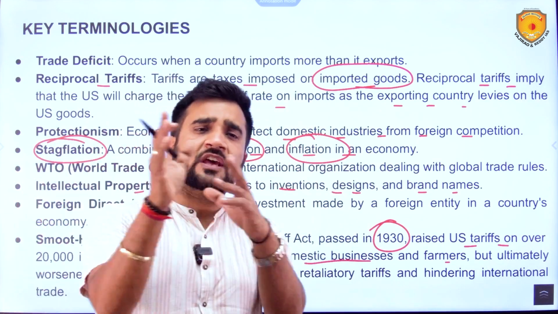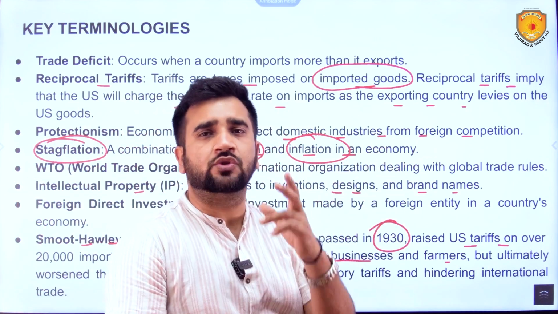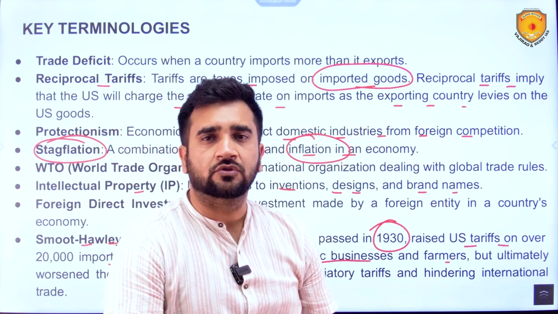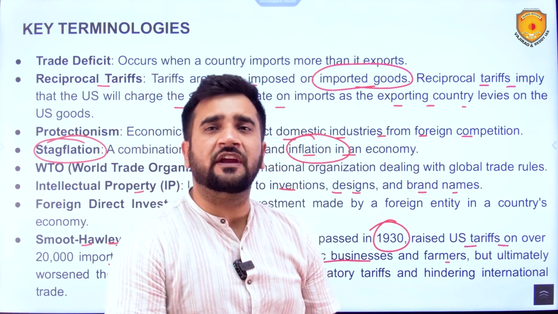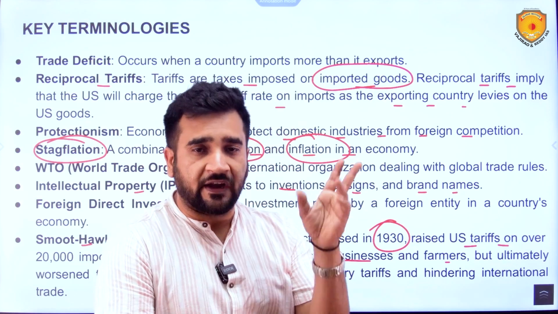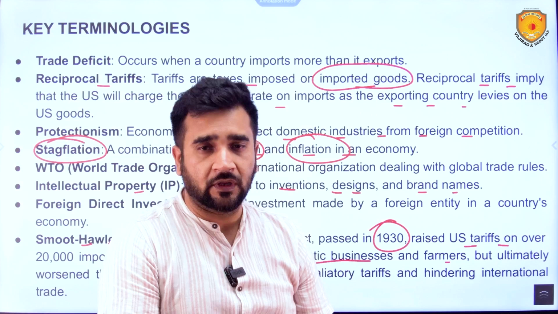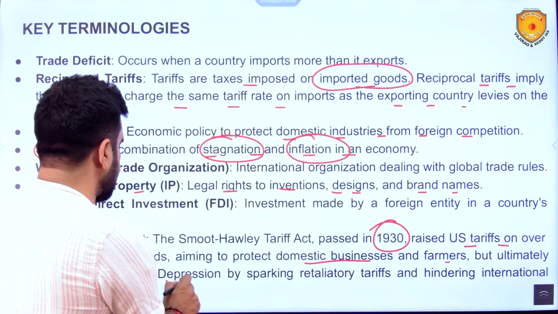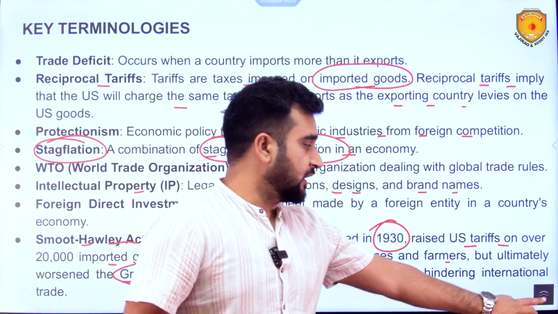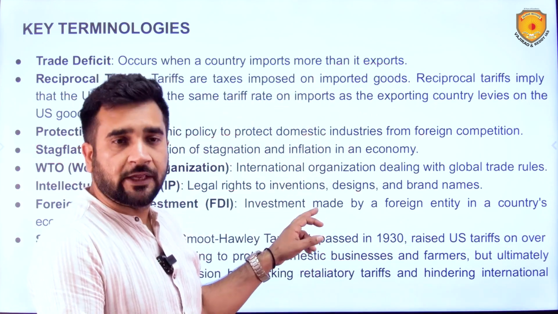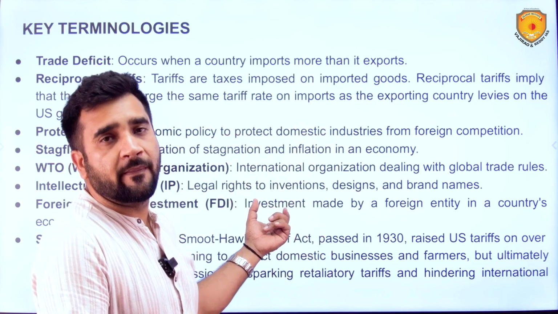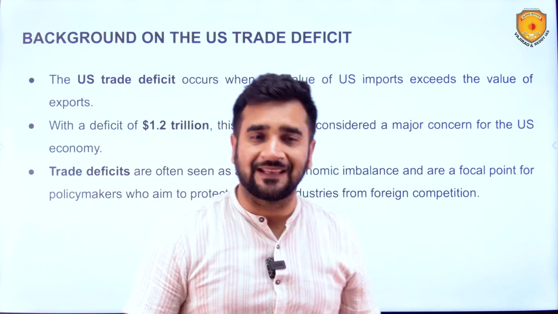If cheaper products are coming from other countries and flooding your markets, who will buy the products of your domestic producers or farmers? So, increasing tariffs is a way to protect the interest of the domestic manufacturers or farmers. And that is what was done by the USA in 1930. But ultimately, it worsened the situation and led to the Great Depression by sparking retaliatory tariffs and hindering international trade by the USA. And a similar kind of situation is being predicted by many economic experts. But let's see what happens.